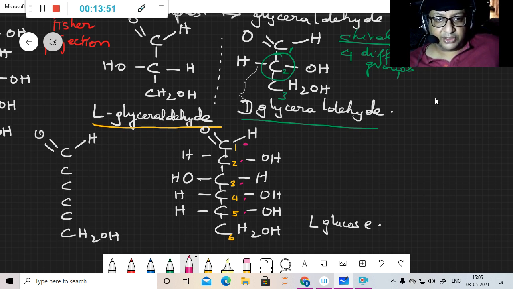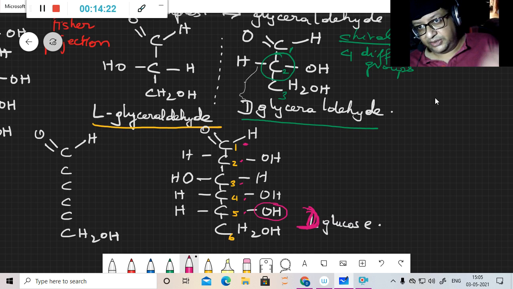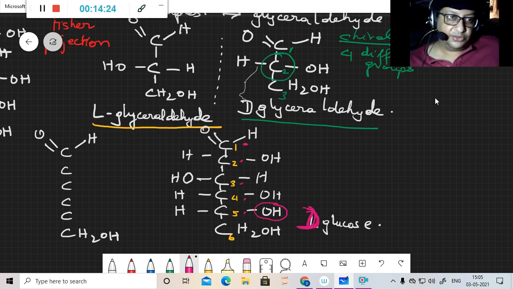Where is the OH located over there? The OH is located on the right side, and therefore this is D-glucose, not L-glucose. So this is how other carbohydrates are compared. The chiral carbon which is on the furthest carbon from the carbonyl group, that is, the OH is on the right hand side, and so it is D-glucose.